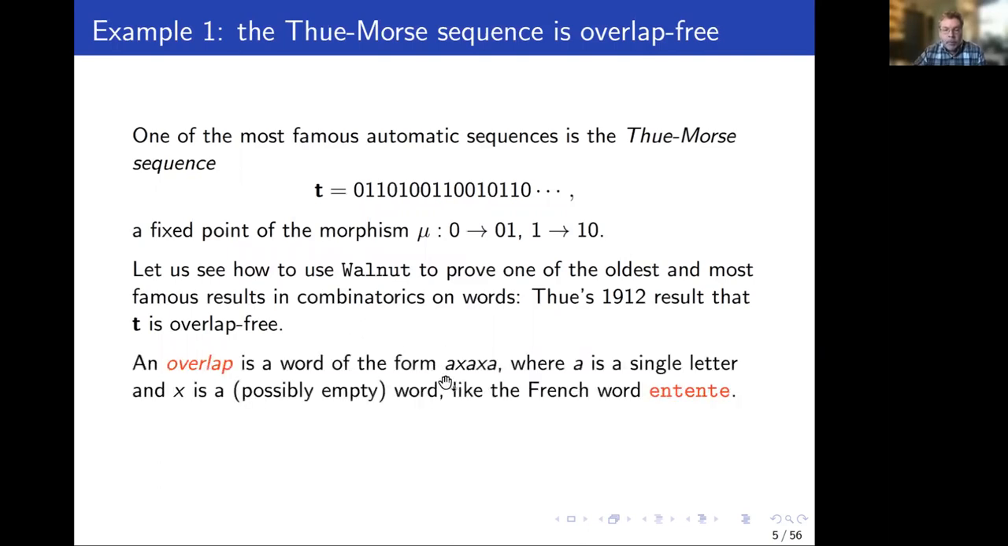An overlap is a word of the form AXAXA, where A is a single letter and X is a possibly empty word. An example is the French word entente. Here, A is the letter E, and X is the letters NT. So we see ENT, ENT, and then E. That's an overlap. Overlap free means it has no factor, no contiguous block sitting inside it, that is an overlap.